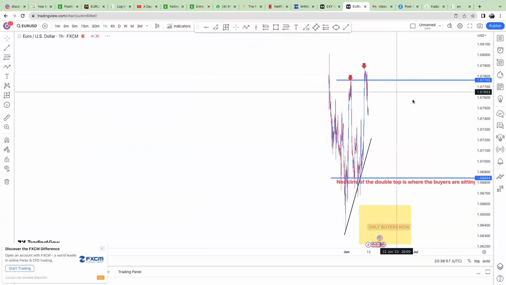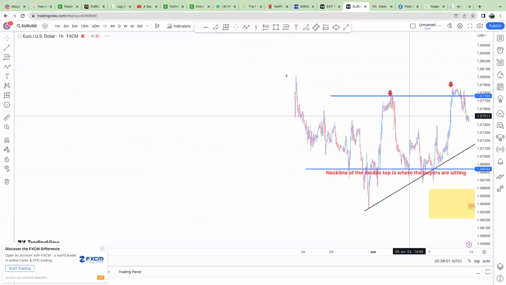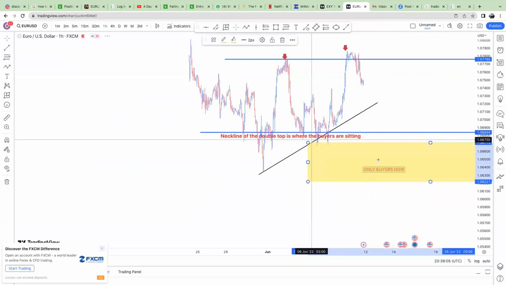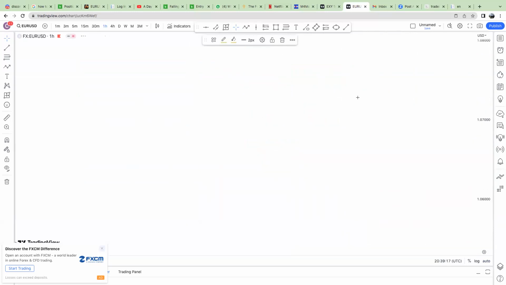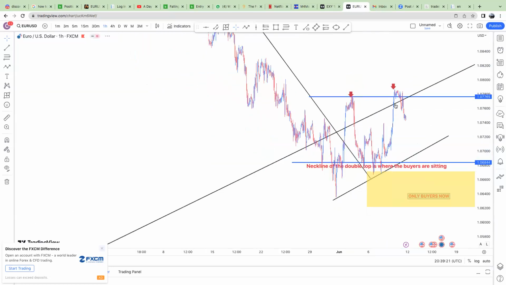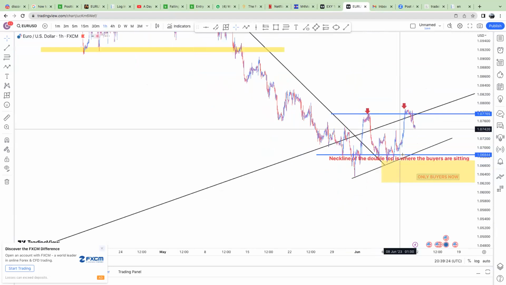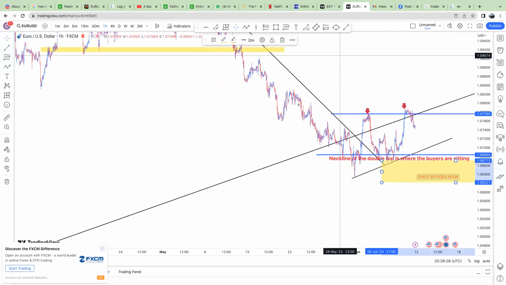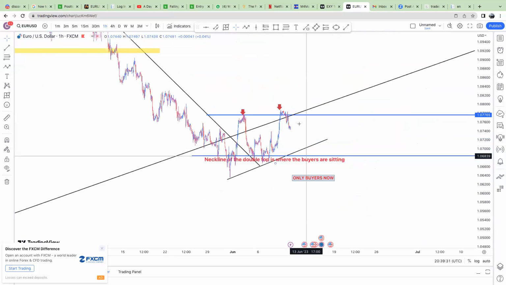Let me go back to my main charts. There are buyers sitting down around these regions, all these places. There are buyers sitting down all around this area. But for the new week, we are looking at sales.